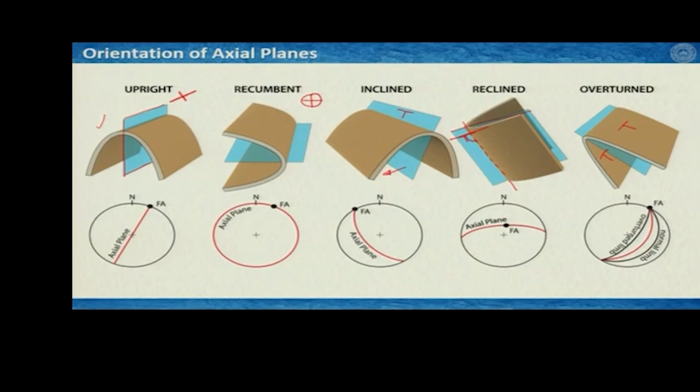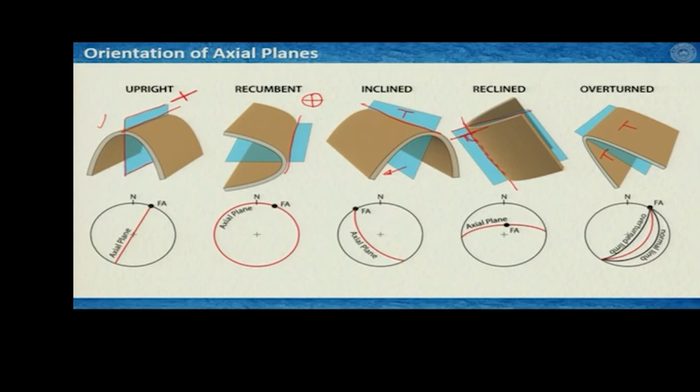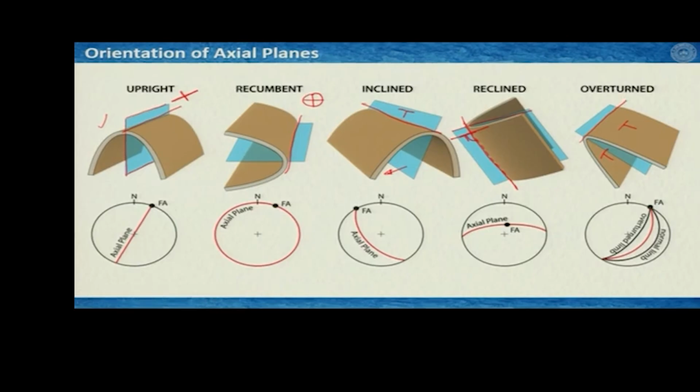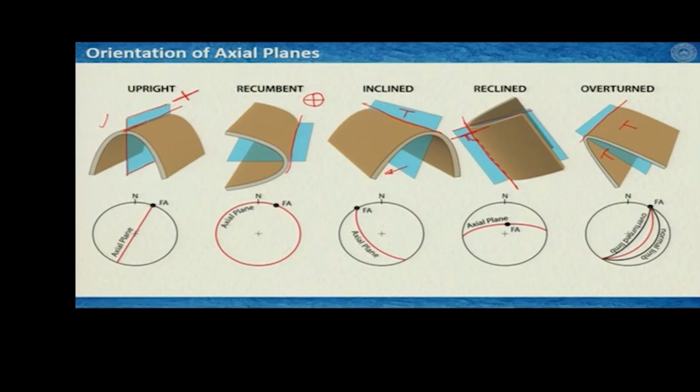Just to come back, in this upright fold, this is the fold axis, here this is the fold axis, here this is the fold axis, here we have defined already this is the fold axis, and in this overturned fold, this one is the fold axis. Now for the first one, if we take the upright folds, clearly the axial plane is vertical, so the plot of the axial plane would be the red line. The fold axis, as you can see, is horizontal, so it would come somewhere on the primitive circle.